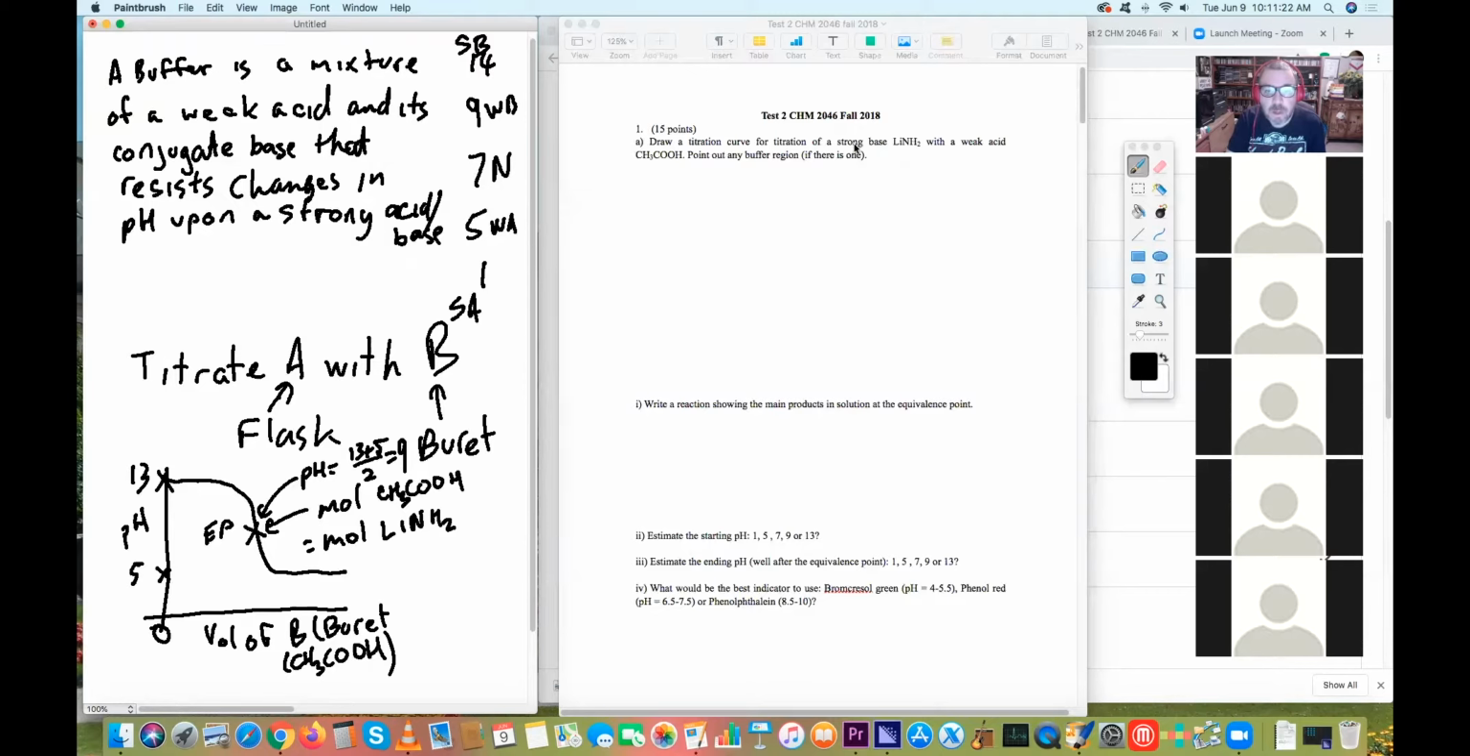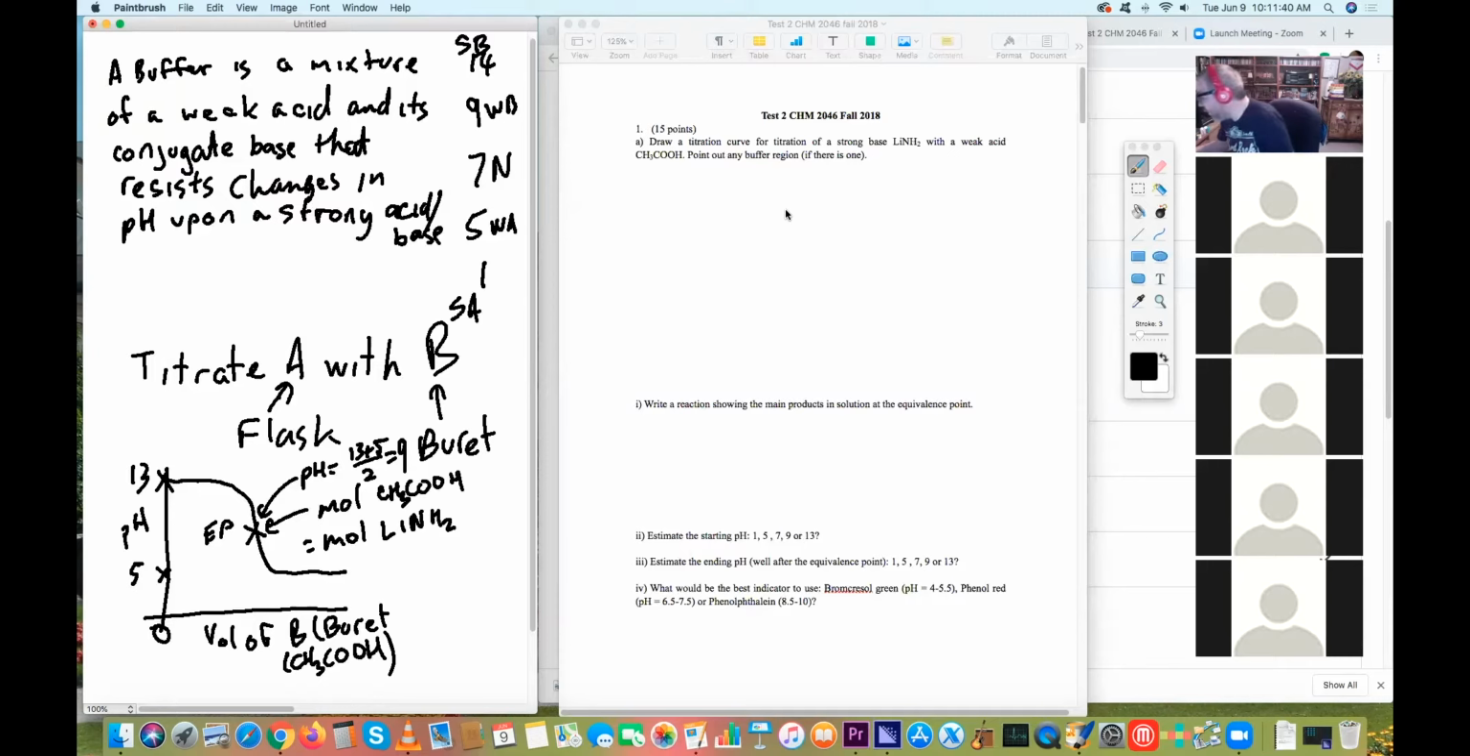But look at what's happening here. We're adding the weak acid to the strong base, not the other way around. So I wouldn't be expecting a buffer region on this one. So it's only when you're adding a strong acid or strong base to a weak acid or weak base that we end up getting a buffer region.